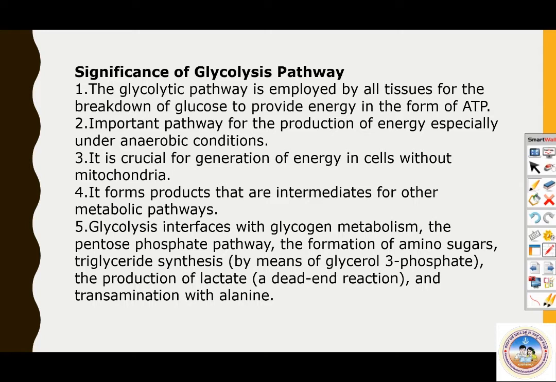For those without mitochondria, this is how energy is produced and used. It forms the products that are intermediates for other metabolic processes. So glycolysis interfaces with glycogen metabolism, the pentose phosphate pathway, and the formation of amino sugars and triglycerides. There is another pathway called pentose phosphate where the intermediates of these are also used up.